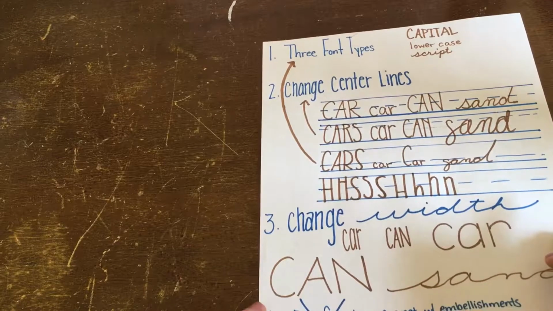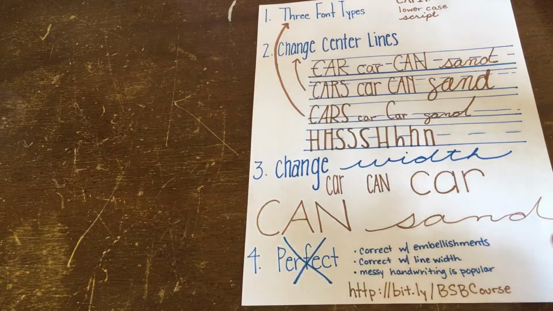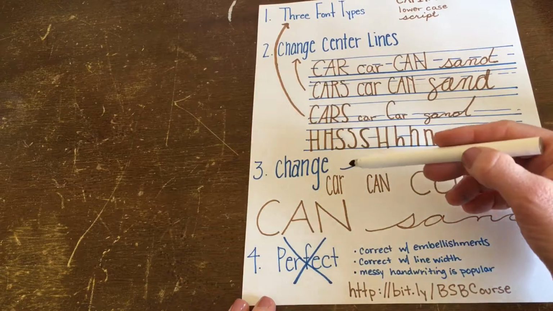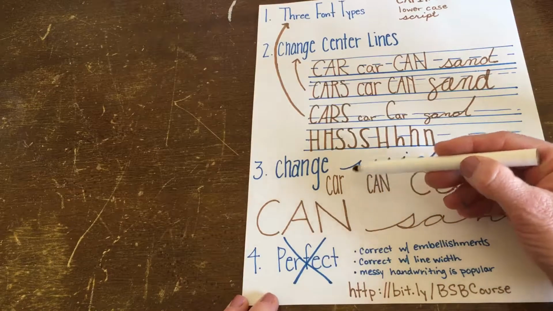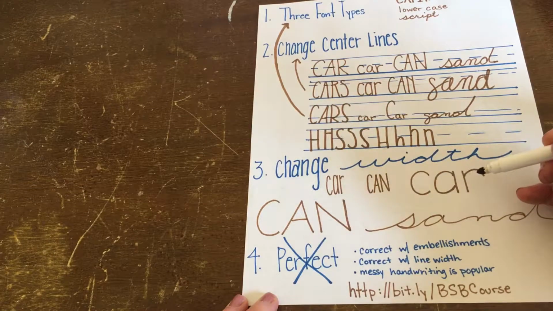So the other thing you could do is you could change the width, okay? You could change the width. So right here you see where I wrote car really skinny and can really skinny. Now you can separate them as well and make them a little wider.